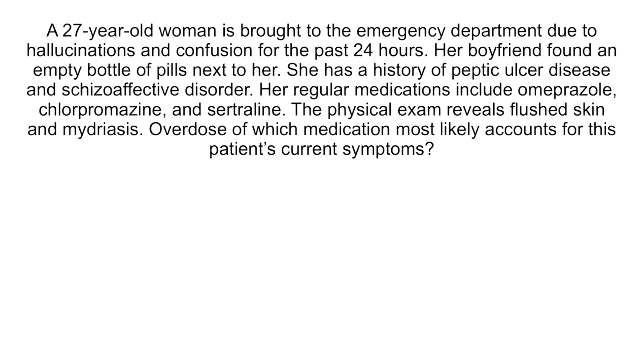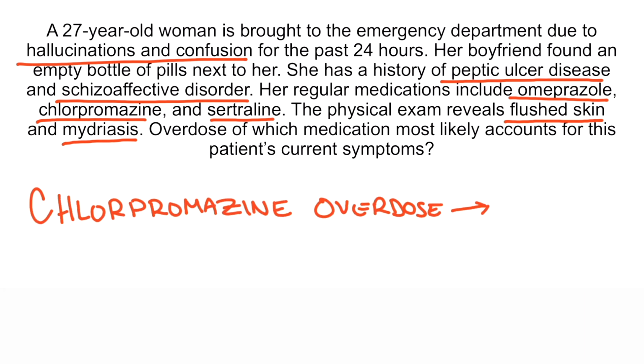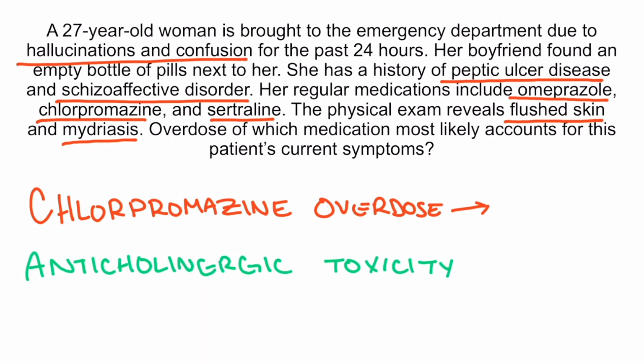This patient presents with hallucinations and confusion after a possible suicide attempt. She has a history of peptic ulcer disease and schizoaffective disorder. Her regular medications include omeprazole, chlorpromazine, and sertraline. Physical exam reveals flushed skin and mydriasis. Altered mental status and psychosis along with these physical signs are consistent with anticholinergic toxicity. The only medication from this patient's list that has anticholinergic properties is chlorpromazine. Therefore, chlorpromazine overdose most likely accounts for her current symptoms.